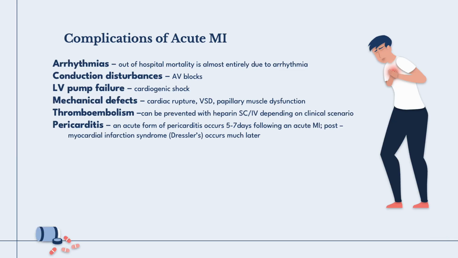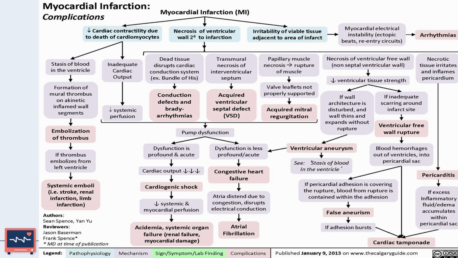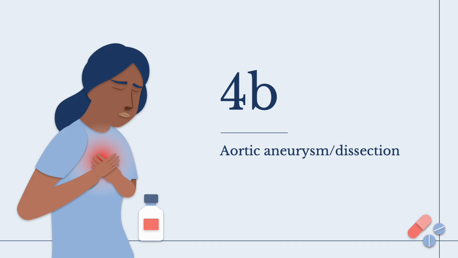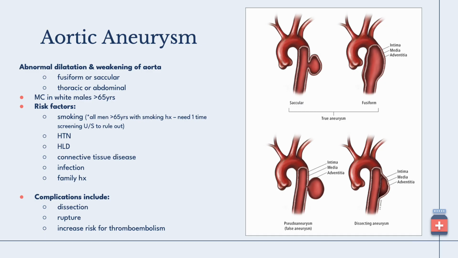So our complications of acute MI: arrhythmias, conduction disturbances, LV pump failure, mechanical defects, thromboembolism, as well as pericarditis, so Dressler syndrome. This just outlines the complications associated, and it kind of explains the pathophysiology and the mechanism behind those. Aortic aneurysm and dissection.